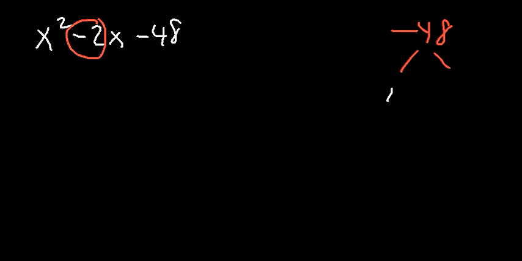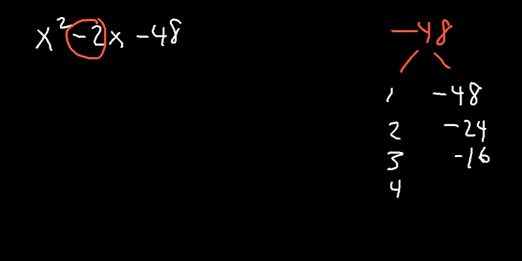So if we divide negative 48 by 1, we're going to get negative 48. If we divide it by 2, it's going to give us negative 24. If we divide it by 3, negative 16. By 4, negative 12. 5 doesn't go into negative 48. If we divide it by 6, negative 8. If we divide it by 8, negative 6. At that point, the numbers will repeat in reverse order.